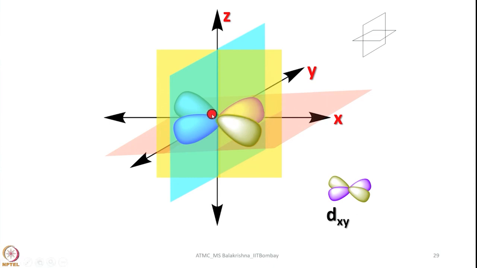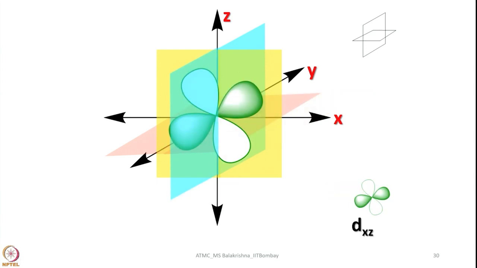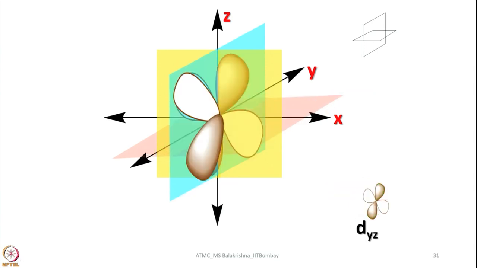Take dx²-y² and just rotate it by 45 degrees, and that will change to dxy. So, this is also in the xy plane, but it is between the axes. Now, we have the xz plane, and then we have yz. So, this should be understood properly.